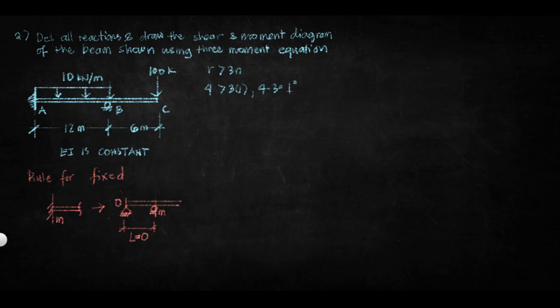Like I discussed in the previous example, the number of degrees will be equal to the number of redundants, which is also equal to the number of equations we need to solve the reactions. So one redundant, one equation is needed. That equation will be the three-moment equation. For this type of structure, with an overhang, after the rule for fixed support we also have a rule for an overhang member. The overhang member is BC.